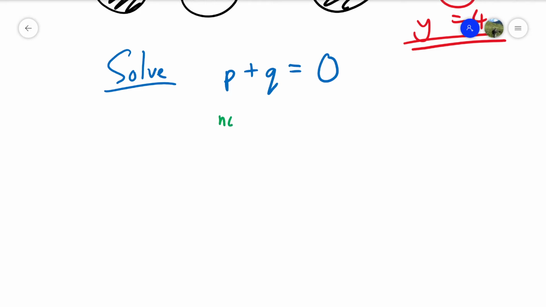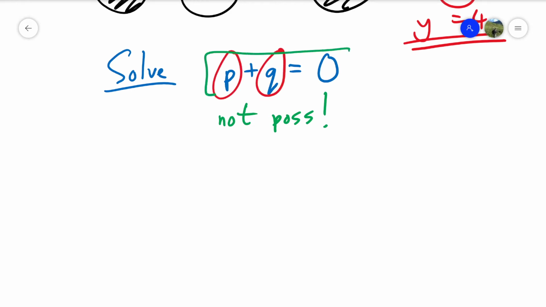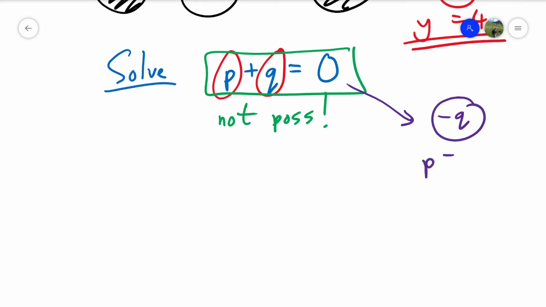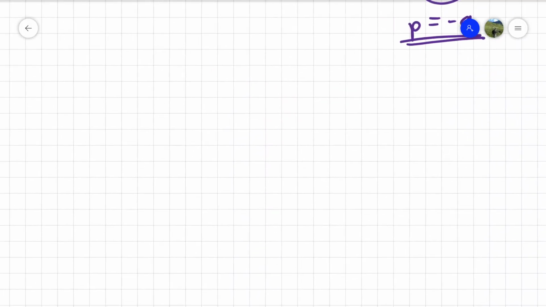Answer is not possible because there are two unknowns and one equation. In general, that means you can't solve it. Again, for completeness, let's observe that you could minus q, for example, and say p equals minus q, and say, well, that's not an answer, but it's better. Next question.